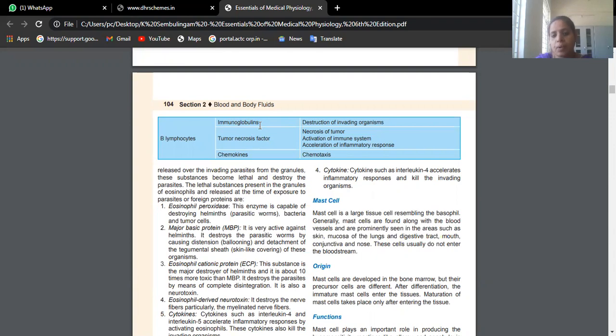So destruction of invading organisms, tumor necrosis factor also it releases, which causes the necrosis of tumor, activation of immune system, and speeds the activity of the inflammatory response. It also releases chemokines, which cause the lymphocytes to move to the place where injury has taken place. The lymphocytes will go there and kill the offending agent, the microorganism. It causes healing. That mechanism is chemotaxis. So that is B lymphocytes.